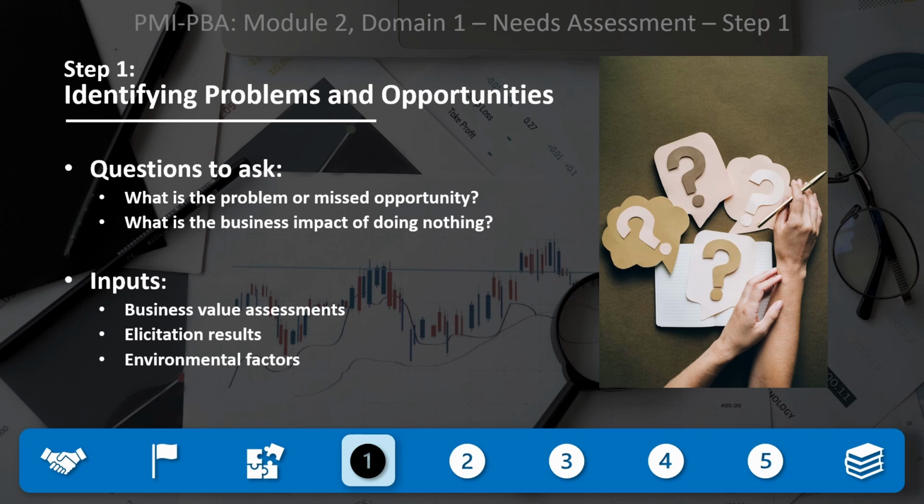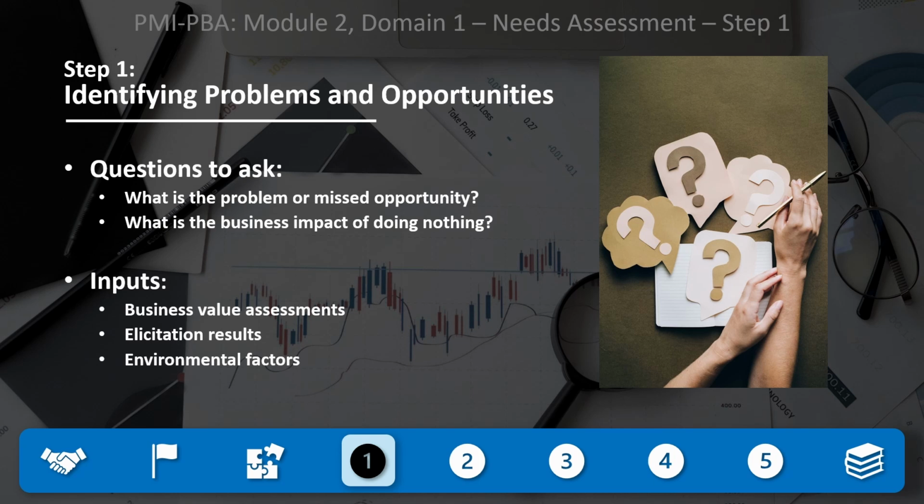The first step in the needs assessment process is to identify the business problem or opportunity that requires attention. This is often described as asking the right why questions before considering any solution. At this stage, the focus is on clarity: what exactly is happening, what impact it has on the organization, and why it matters. We start by exploring two key questions: what is the problem or missed opportunity? And what is the cost or risk of doing nothing?